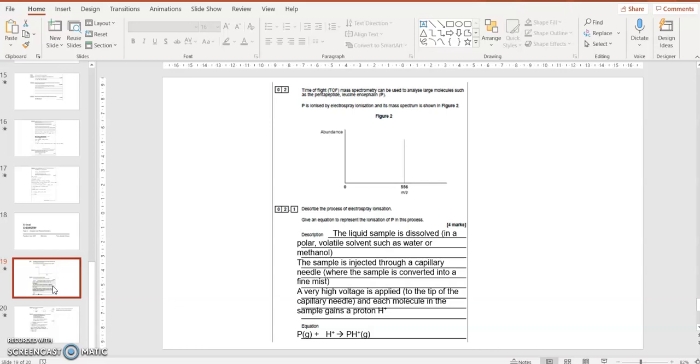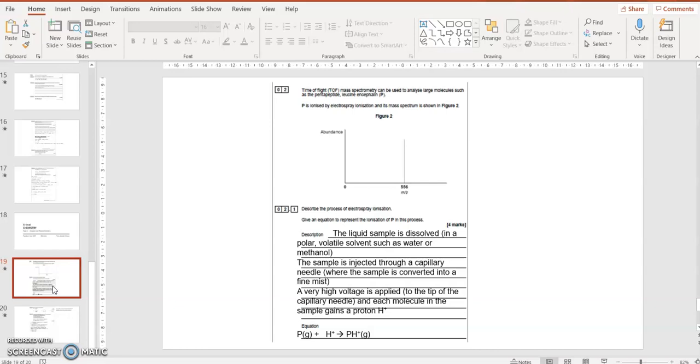The first mark is that the liquid sample is dissolved. Now, if you really want to know, it's dissolved in a solvent, something that will dissolve it, such as water or methanol, something that's volatile. Water or methanol boils at a relatively low temperature. It's got a low boiling point. That means it's volatile, and polar means that the water or the methanol has got delta plus, so delta minuses. But dissolved in the liquid sample will get you the first mark.